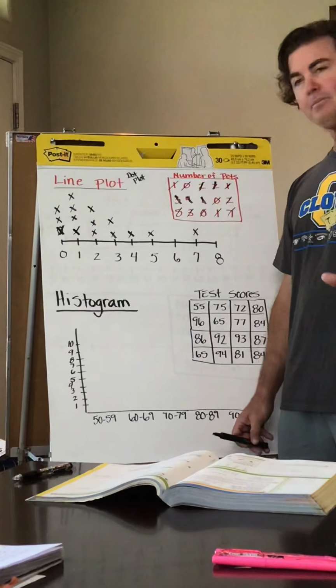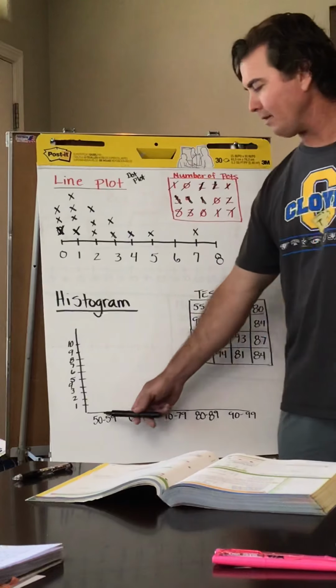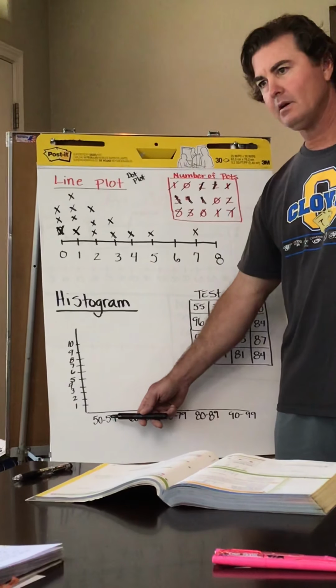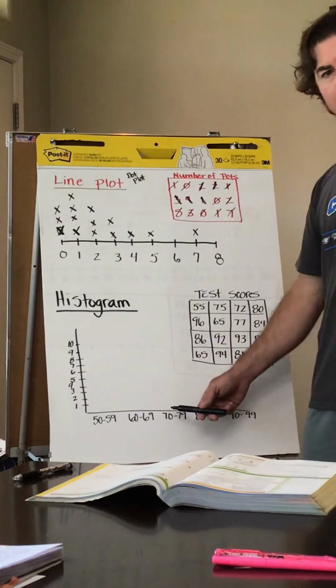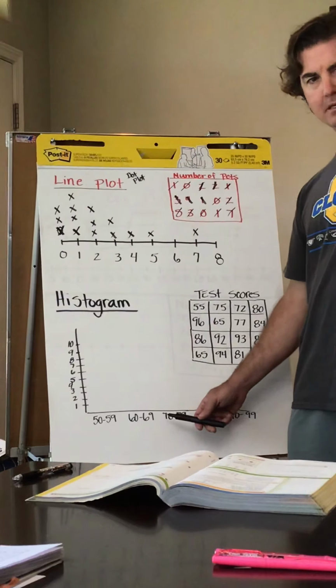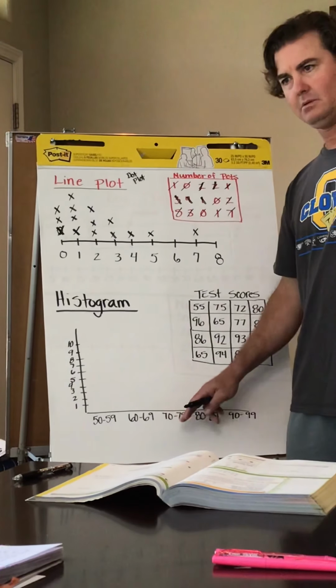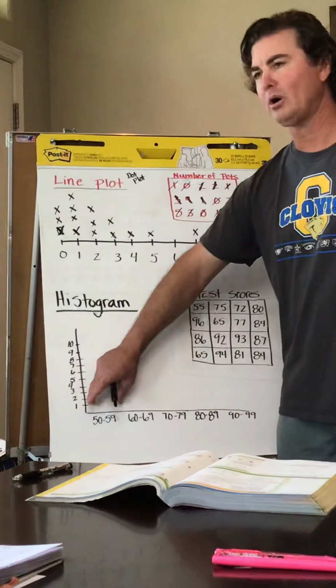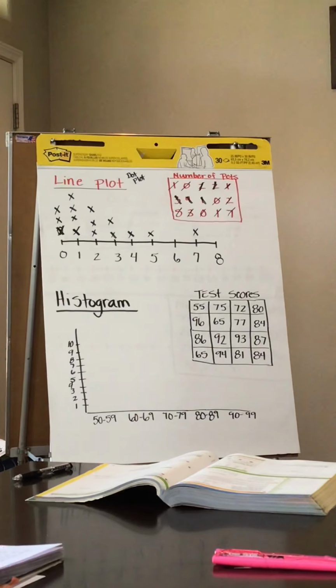Okay, another thing that happens sometimes, you look at your data and you're like, oh, well, I'm going to go from 50 to 55, and then I'm going to go from 56 to 70. You can't do that. Does that make sense? They have to be the same exact amount in these intervals, okay? And that's what keeps your bars the same width, because you're taking the same interval.